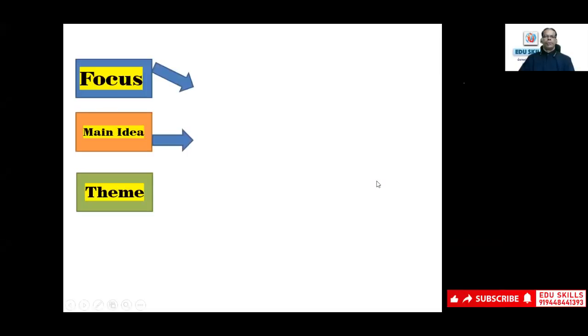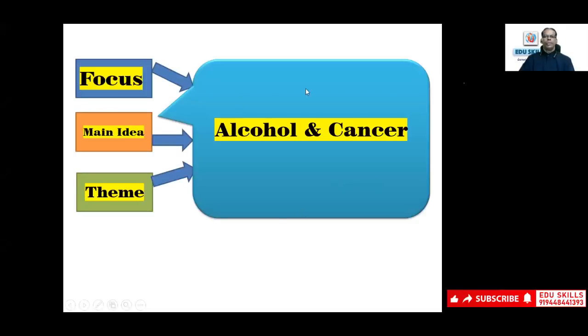Okay. So the focus, main idea, theme of this particular paragraph or article or text, alcohol and cancer: what should be the focus? What can be the main idea? What is the theme? So, if you're familiar with the chat box, kindly type into the chat box what will be there in this particular text. If you unmute again, it will be disturbing. That's why I want to save the time. So just type down in the chat box what you think will be there in the alcohol and cancer text.